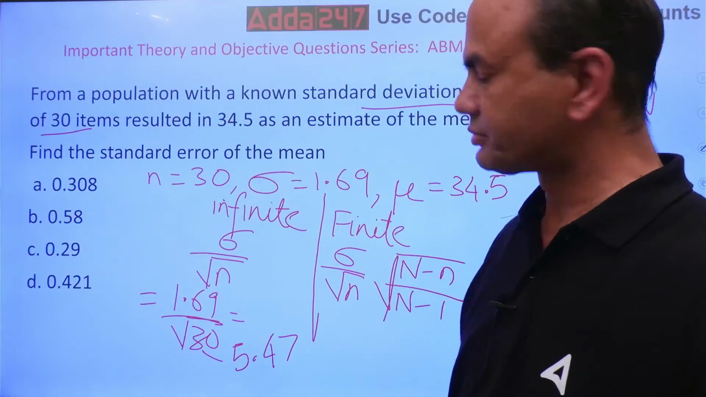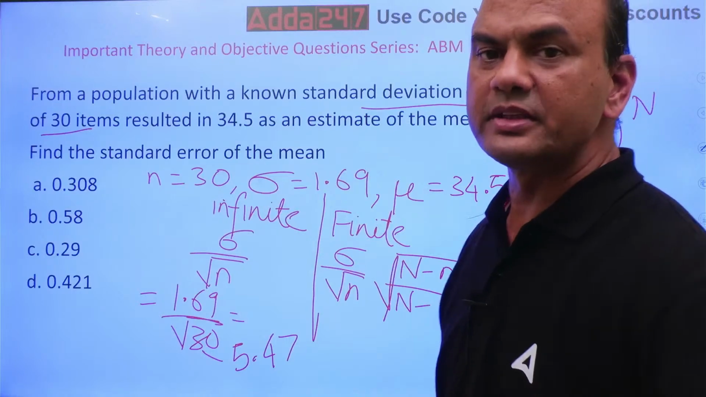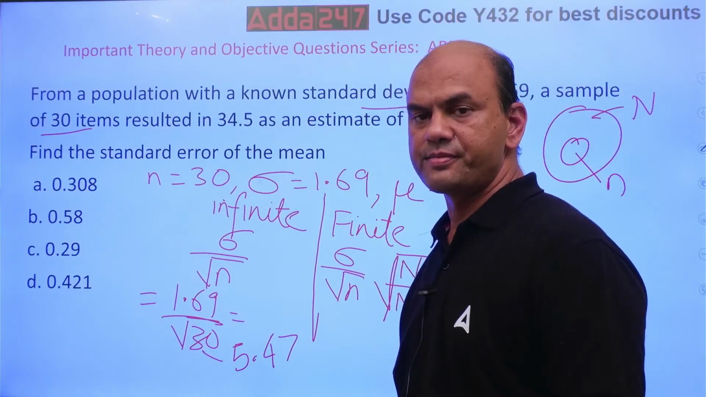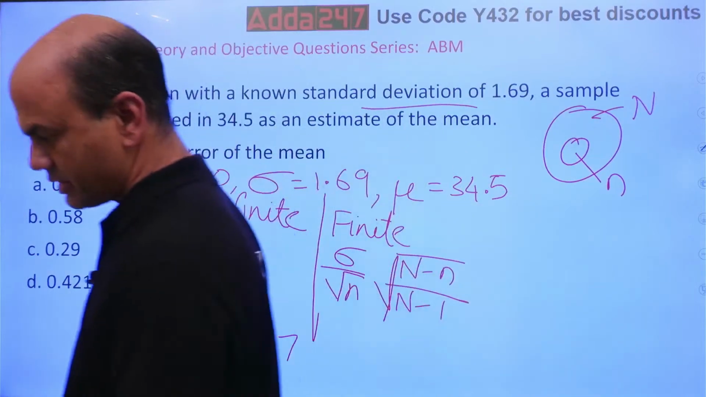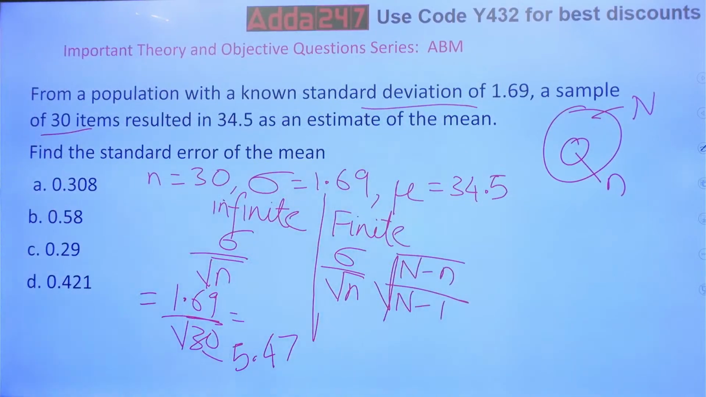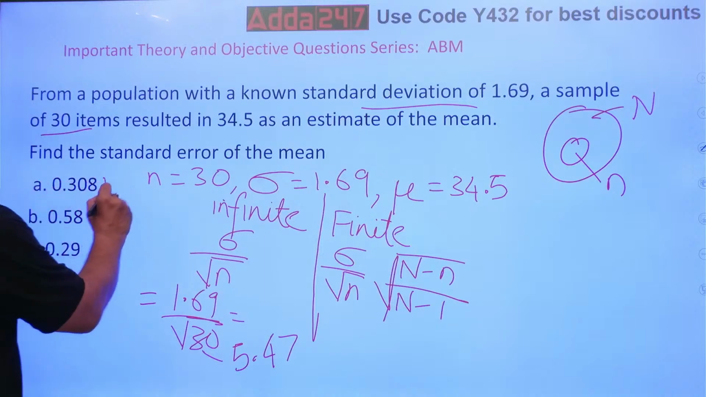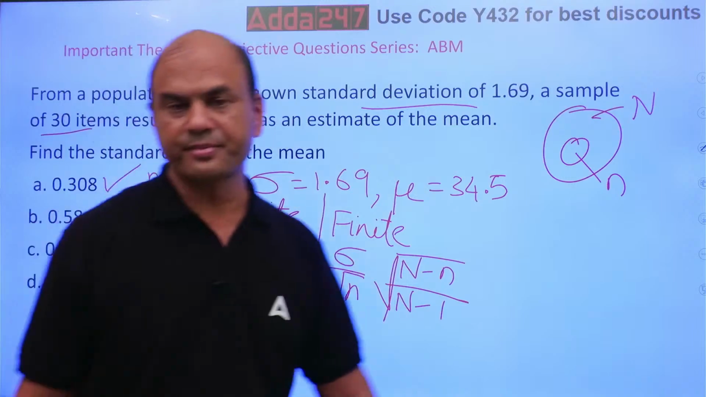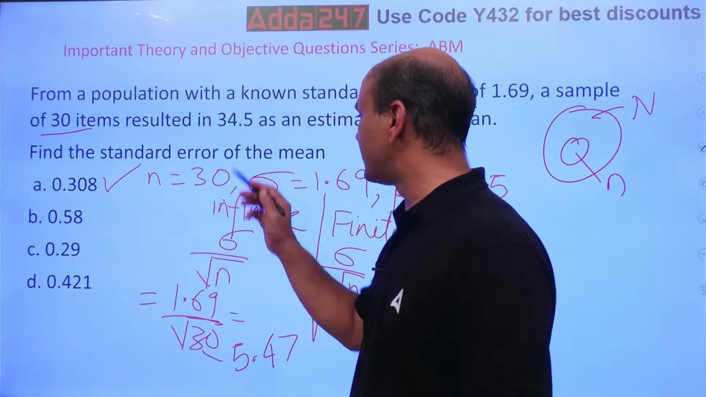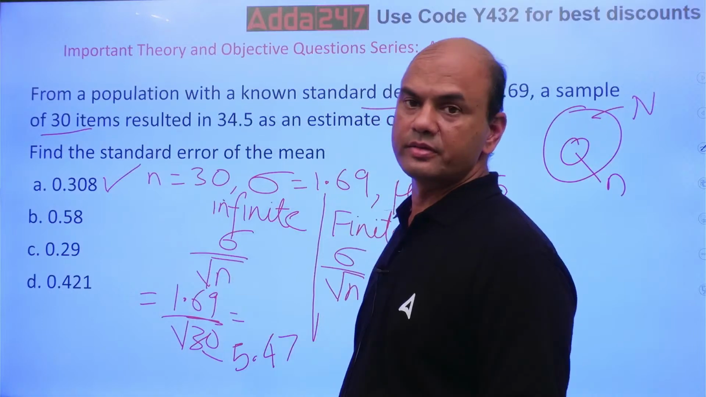So what is the answer? Let me see in the comment section. Try, everyone try, because these questions are asked as it is in the exam. So, what is the answer? 0.308, correct. 0.308, this is the right answer. So, your standard error of the mean is 0.308.